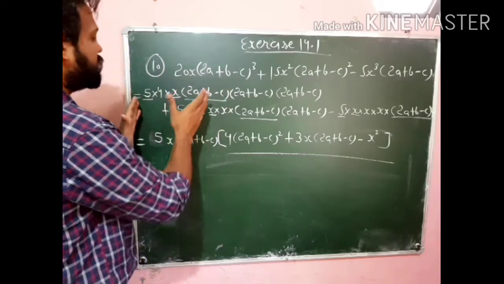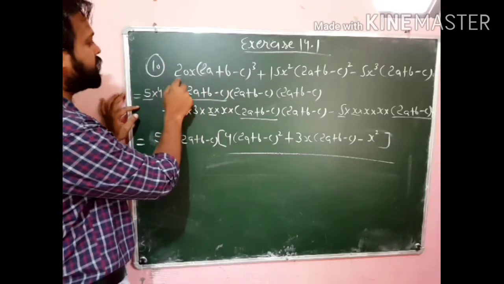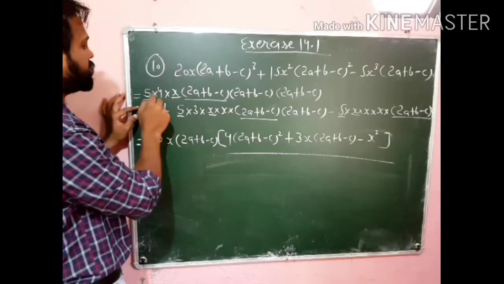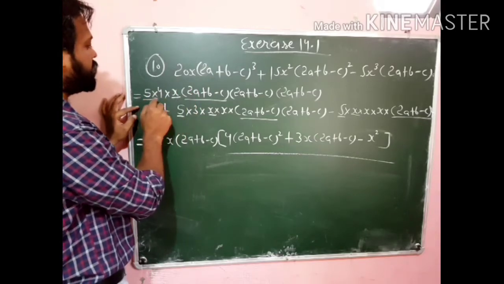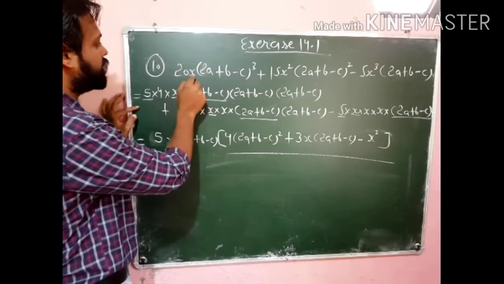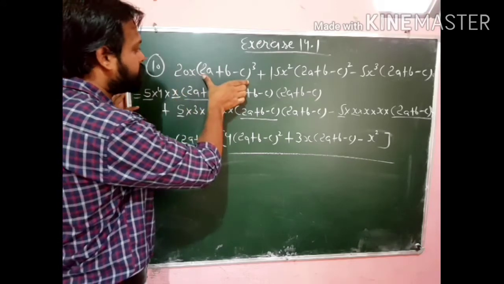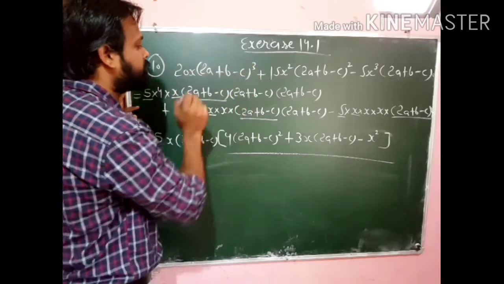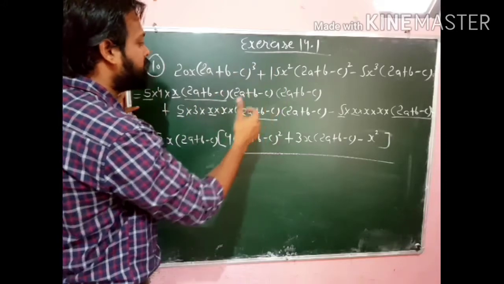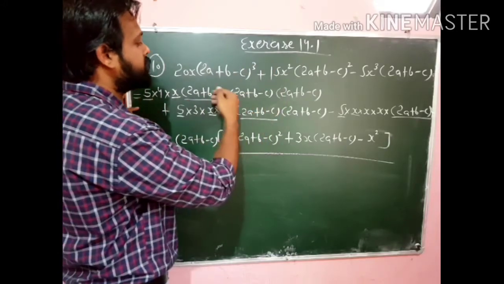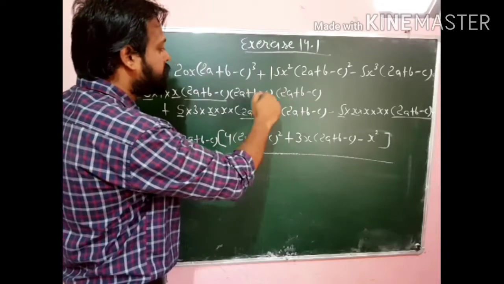So now you can see here how we can write this 20. We have to make the factors of 20. We can write it as 5 into 4, 5 fours are 20. So 5 into 4 into, of course, this x. And here now you can see this bracket has power 3, so write down this for 3 times. It will become (2a + b - c), so write down this one for 3 times.